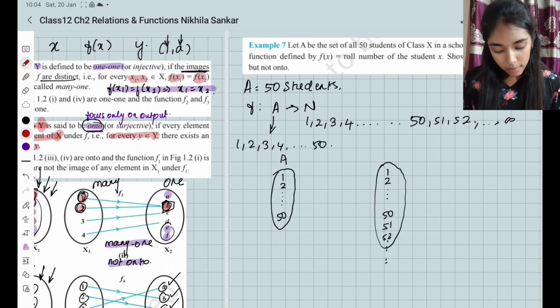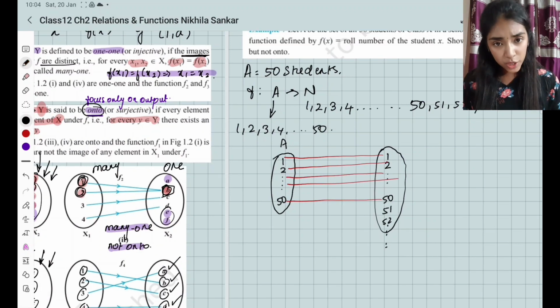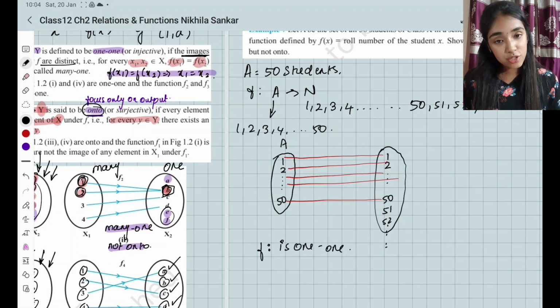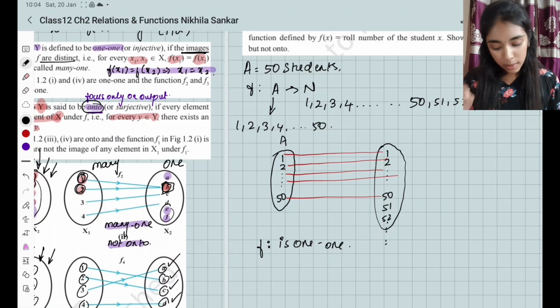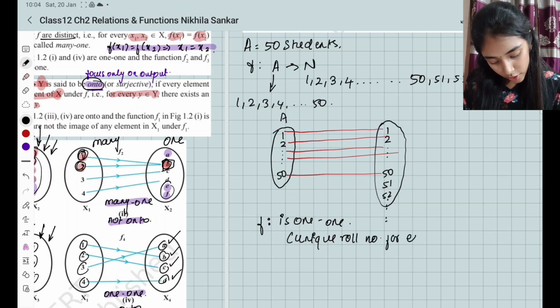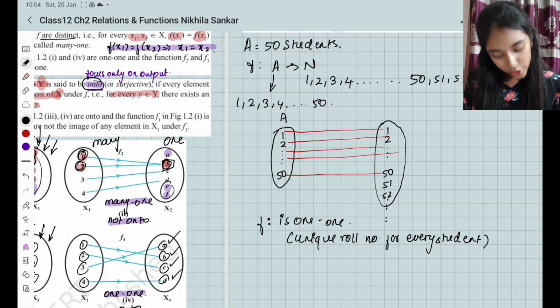So you have 1 mapped to 1, 2 mapped to 2, 3 mapped to 3, 4 mapped to 4. அதே மாதிரி 50 mapped to 50. What do you see now? You have function is 1-1. Since it is all going to be unique roll numbers, that's how you write. So it is all going to be unique roll number for every student. So it is definitely going to be 1-1.